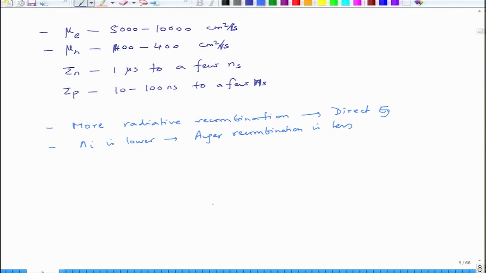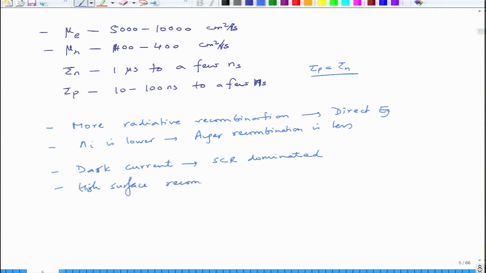And trap assisted depends upon the quality, how you make it, and generally tau p is less than tau n for the same doping level. And dark current in these systems is generally SCR dominated, and they also have high surface recombination. So, these are some features of devices based on gallium arsenide solar cells.